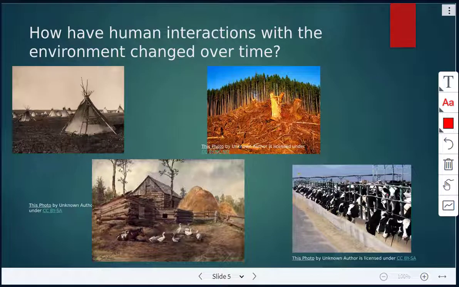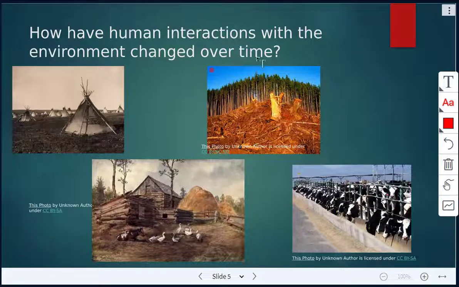So here we're comparing different pictures, and how have human interactions with the environment changed over time? All right, so what we can see here is we have the teepees, very little impact on the environment or ecosystems. Then we have more settlements here. The more use of wood, we have some wood cabins. We also have some farming happening in this picture here.